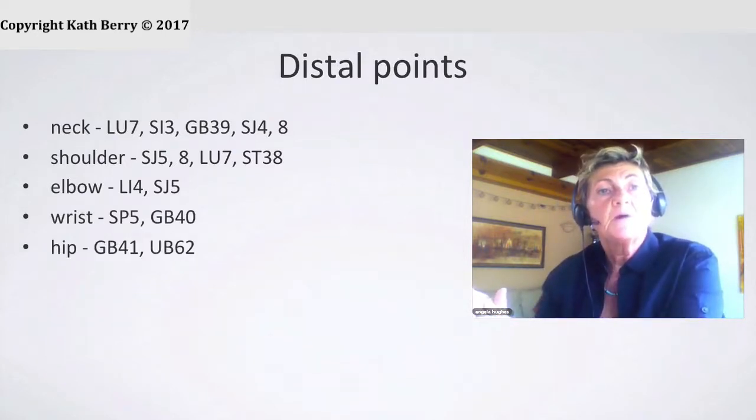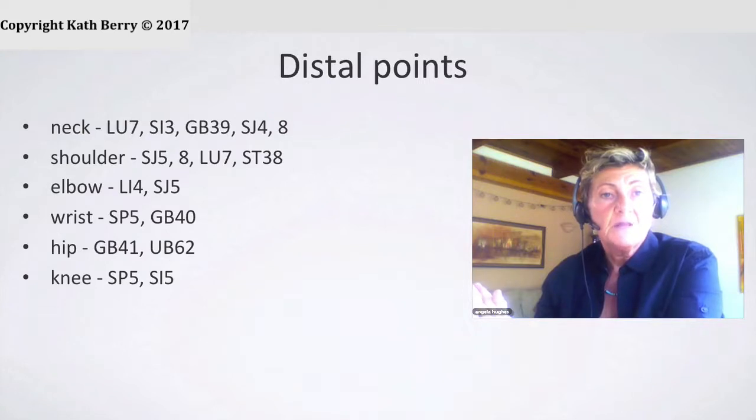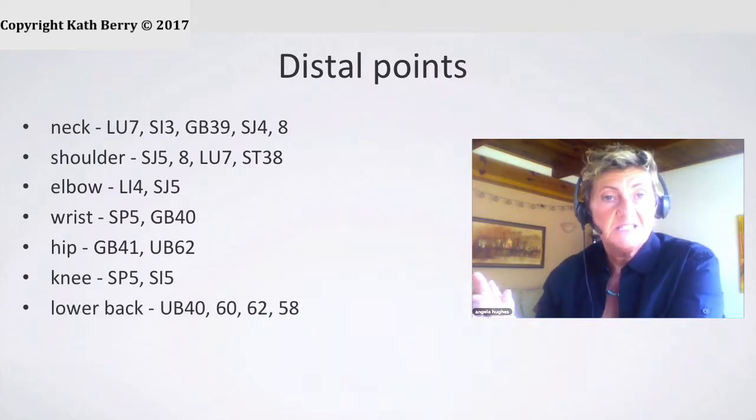For the hip, Gallbladder 41, UB62. For the knee, Spleen 5 and SI5. And for the lower back, UB40, UB60, UB62, and UB58.